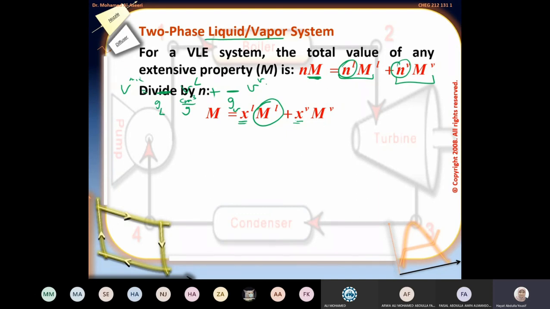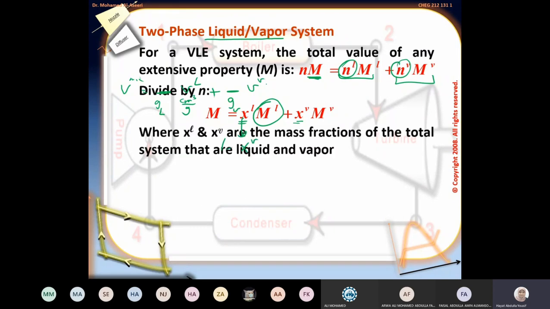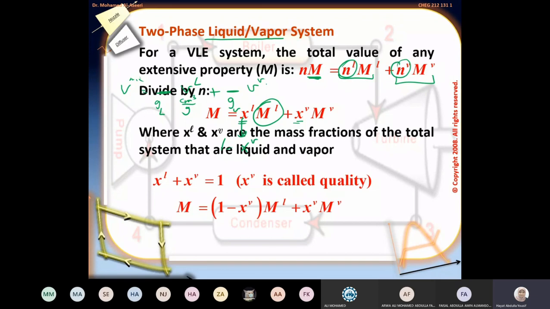So you can rearrange it by putting x of liquid as 1 minus x of vapor. And if you rearrange it, you will get this formula. Sorry, that is only if substituting. With rearranging, you will get this formula. What is this formula? It means if you want to find the property of any mixture, whether it is H or U or V or S, then bring the liquid property, bring the quality as a value, and here delta M LV means it is M of vapor minus M of liquid.